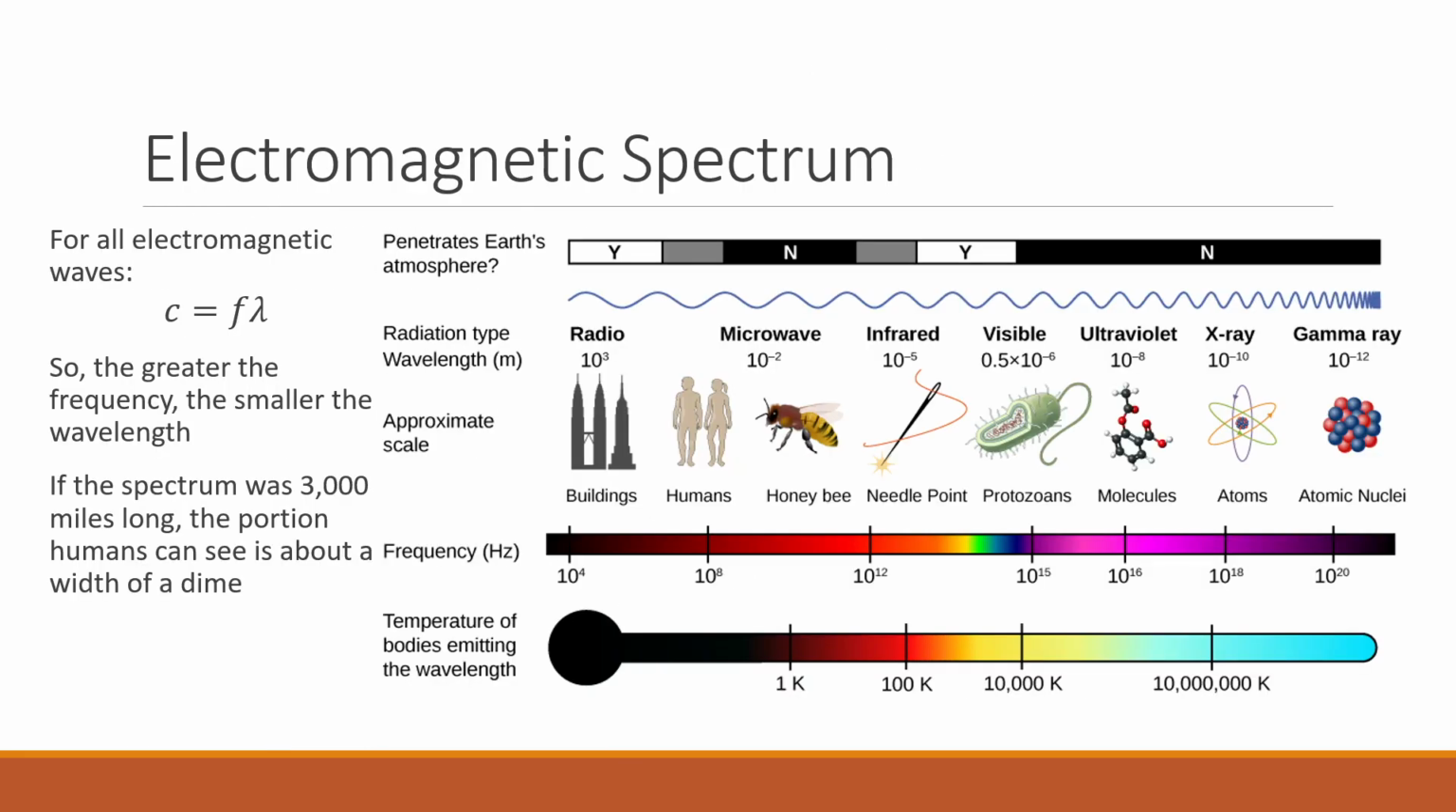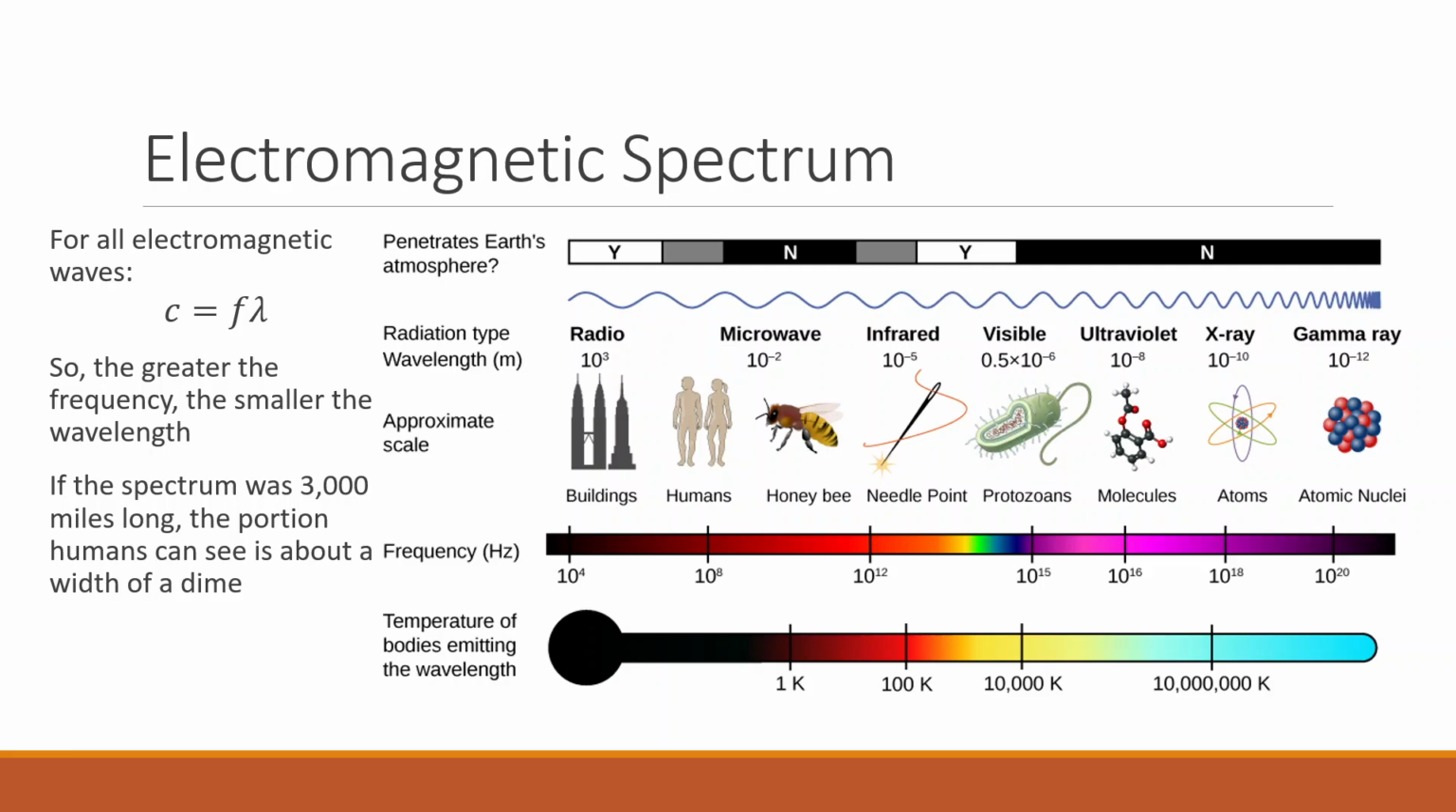All right. Moving on to the electromagnetic spectrum. This is a really good representation of it. I wanted to point out a few different things. This top piece tells you if it penetrates the Earth's atmosphere, so can it come through our atmosphere. The next line down is the radiation type. We have seven different types: radio, microwave, infrared, visible, ultraviolet, X-ray, and gamma ray. We have their approximate wavelengths below that, their approximate scale, their frequency, and the temperature of bodies emitting this wavelength.